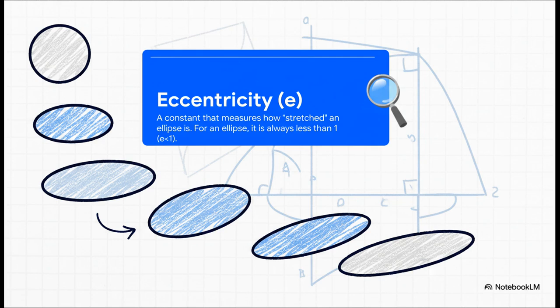There's one last piece of vocabulary that's really helpful, and it's called eccentricity. Just think of it as a number that tells you how stretched out or squashed an ellipse is. It's a single number, e, that goes from 0 up to 1. An eccentricity of 0, that's a perfect circle. And as e gets closer and closer to 1, the ellipse gets more and more elongated.